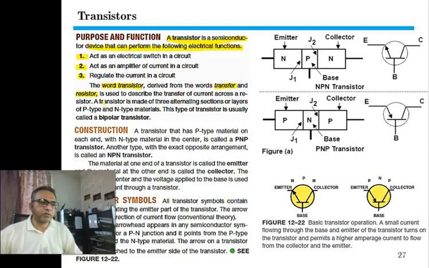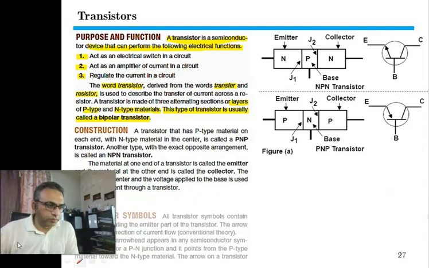A transistor is made up of three alternating sections or layers of p-type and n-type material. So every transistor has p-type material and n-type material. And for this reason, this type of transistor is usually called a bipolar transistor. We call this a bipolar transistor because every transistor will either have two n-type materials and one p-type material, or two p-type materials and one n-type material.